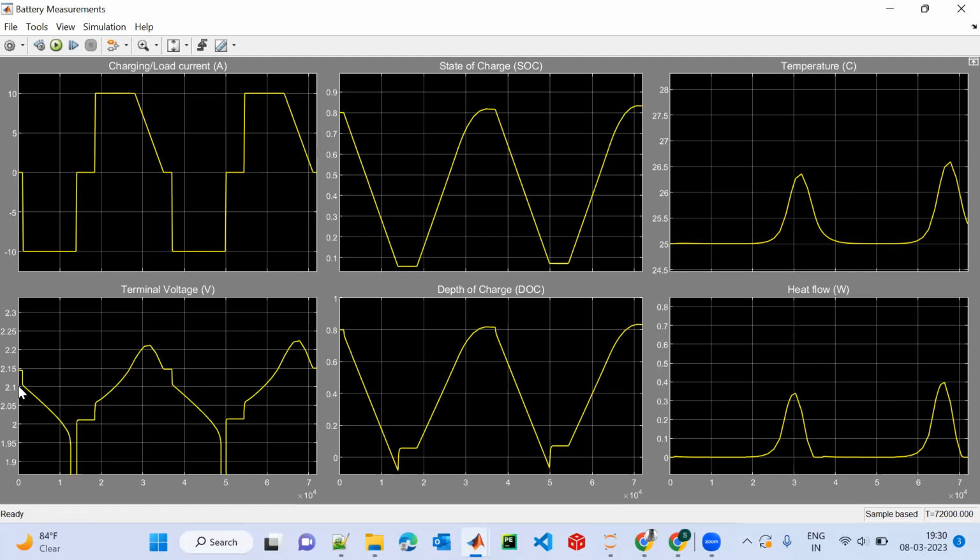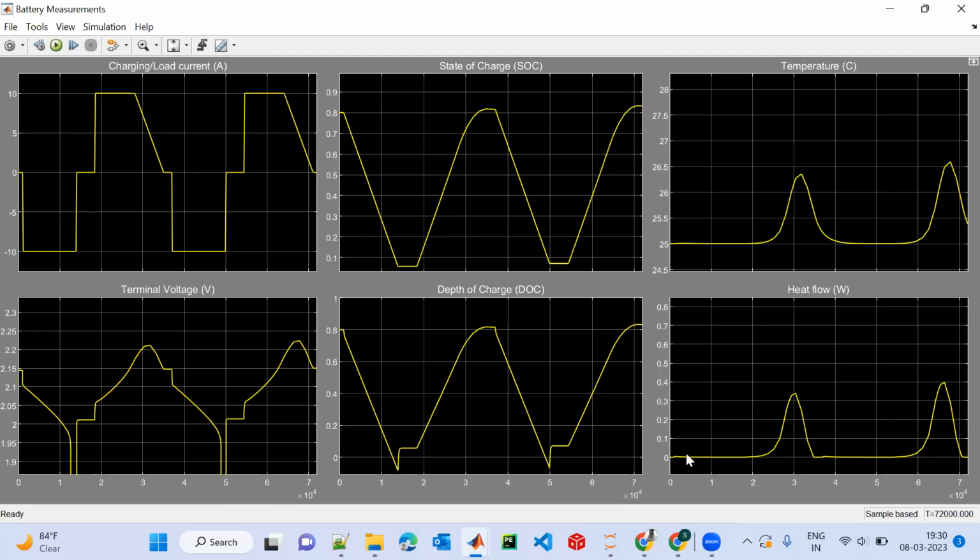This is the terminal voltage. The voltage of each lead acid cell is near about 2 volt. Previously the voltage was near about 2.15 volt. When we discharge, it reduced. Then again during charge it increased and again it reduced. Similarly, it follows the charging and discharging pattern.